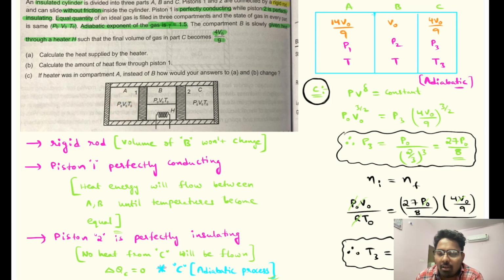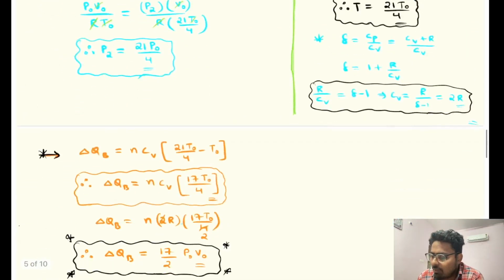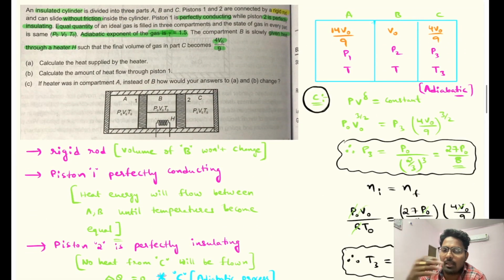If it is some kind of known process, then I can write delta Q equal to nC delta T, or from there find delta W. Delta U, irrespective of process, is nCv delta T, so from there we can find it. But I don't know what process is undergoing in compartment A, so it will be very difficult to find. When it is very difficult, we need to look for an alternative way.